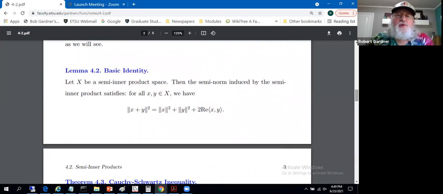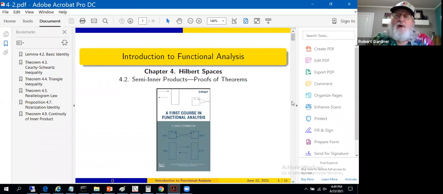Lemma 4.2 is a so-called basic identity. It says let X be a semi-inner product space. Then the semi-norm induced by the semi-inner product satisfies the following. For all vectors x and y, we have the semi-norm of x plus y squared equals the semi-norm of x squared plus the semi-norm of y squared plus 2 times the real part of the inner product of x and y. Let's go through the proof of that. Quite straightforward.